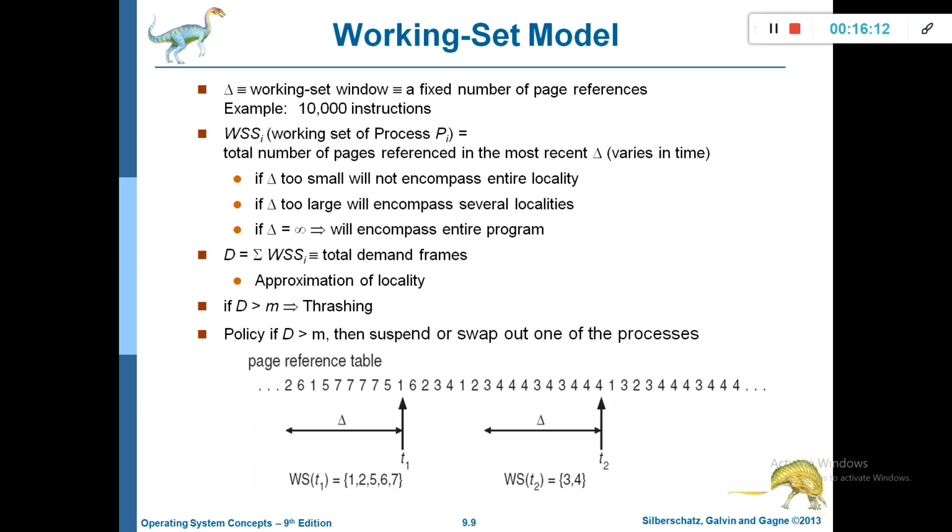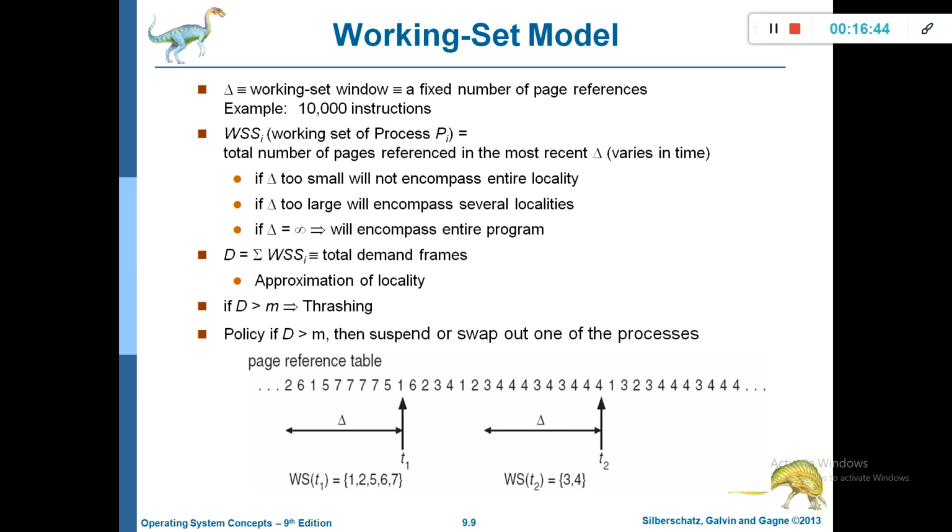The working set model is based on the assumption of locality. This model uses the parameter delta to define the working set window. To define the working set window, we use delta, and the working set window is a fixed number of page references, for example, 10,000 instructions. The idea is to examine the most recent delta page references.